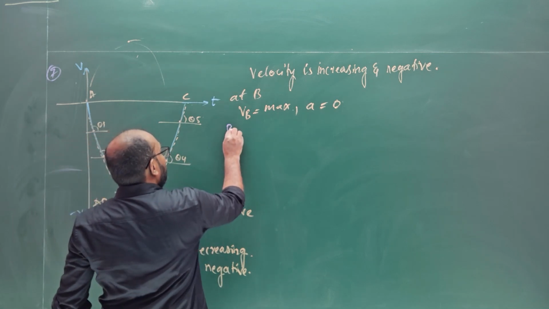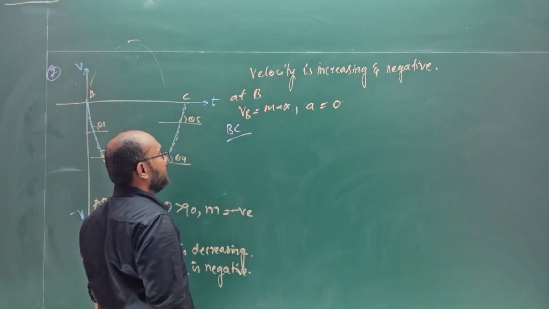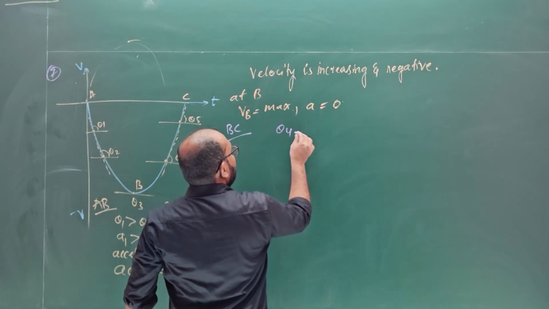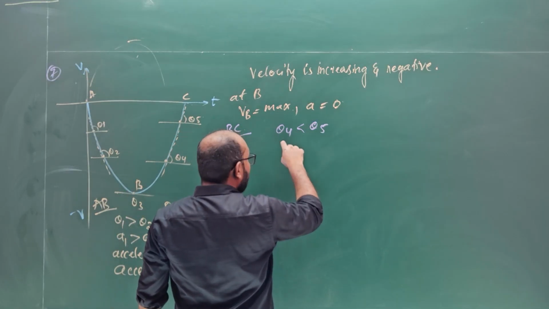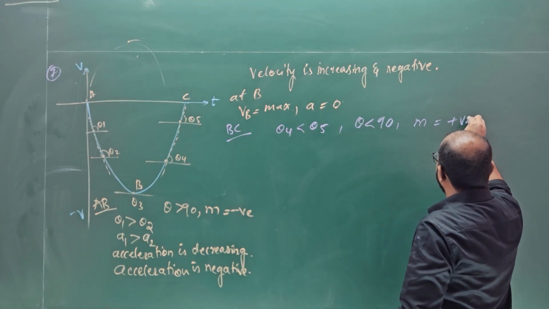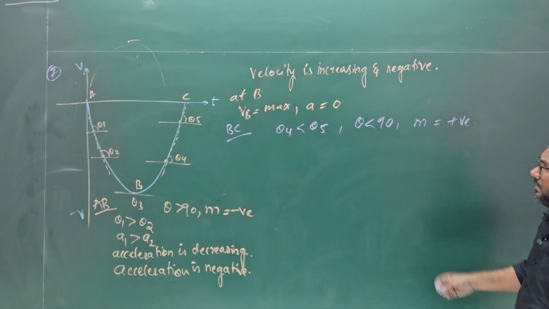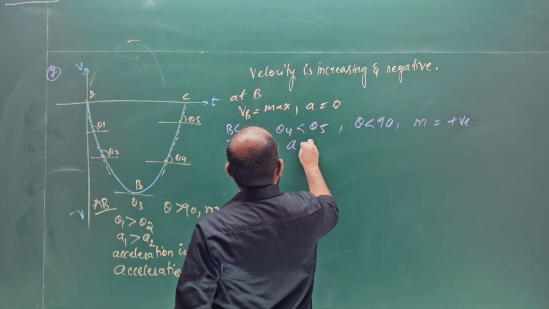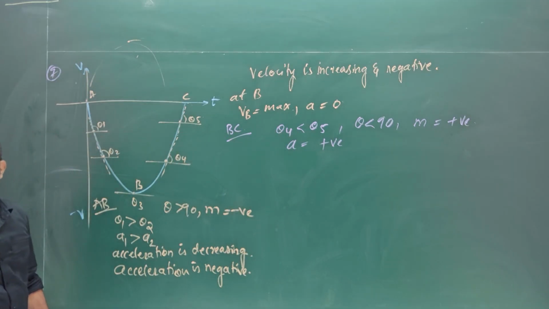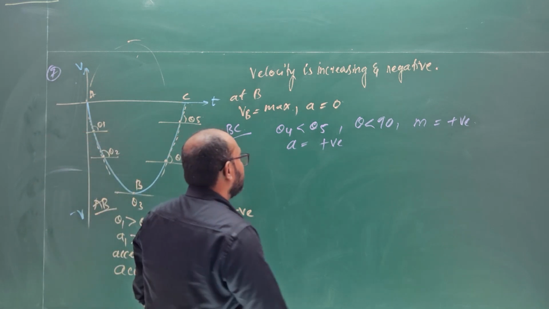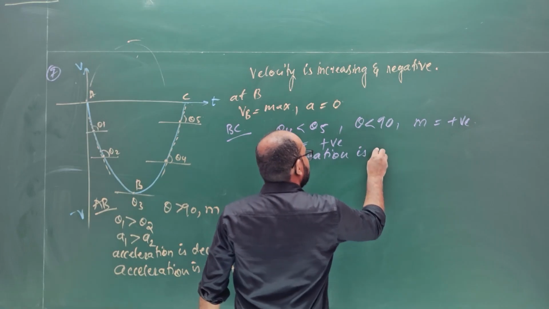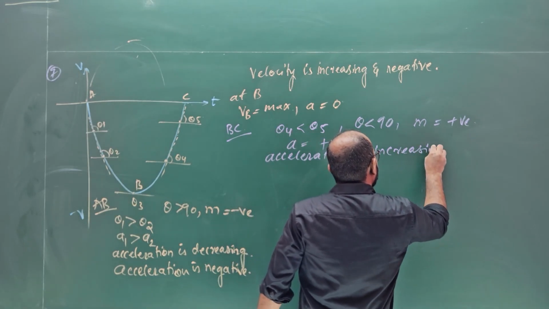So let's move to BC. At BC, can I say that theta 4 is smaller than theta 5? If this is happening and theta is less than 90 degrees, then slope is positive. If these things are happening, then can I say that acceleration is positive and acceleration is increasing or decreasing in value? Increasing. Very good. So acceleration is positive and it is increasing.